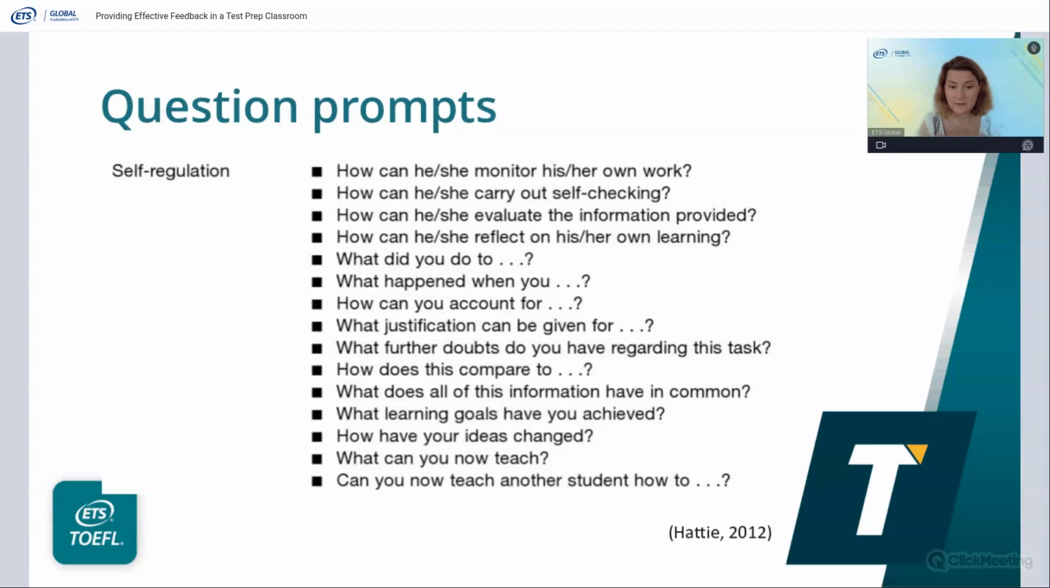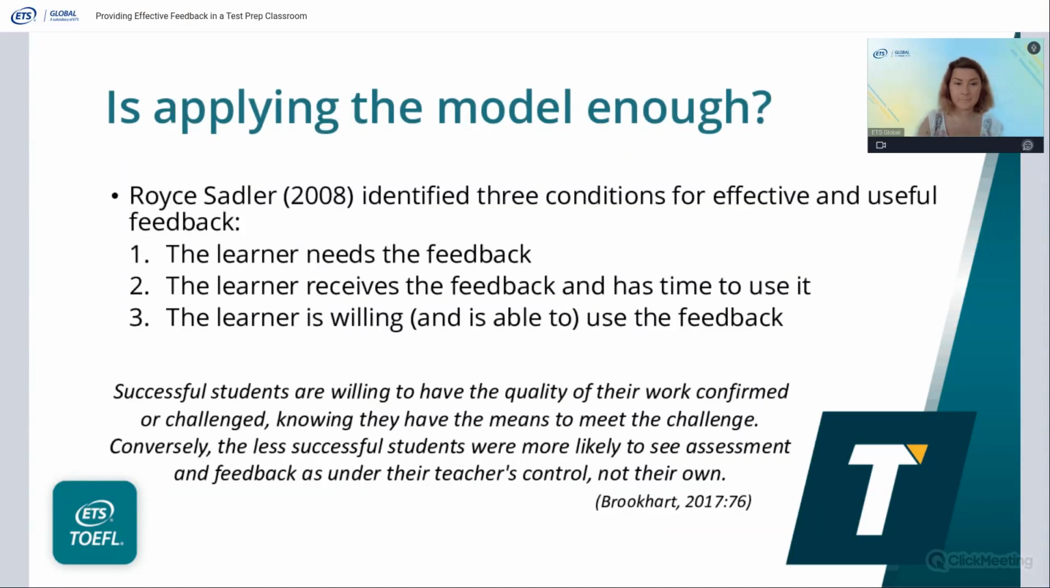What does all of this have in common? What learning goals have you achieved? How have your ideas changed? And so on. But is applying the model enough?